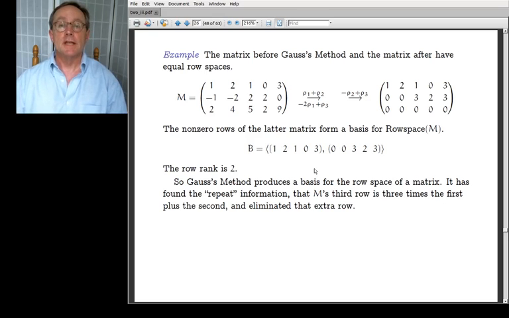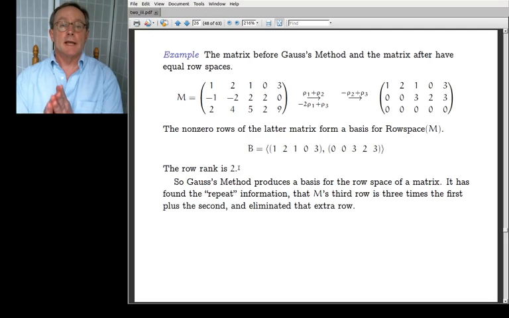So, time for an example. This matrix before Gauss's method and after, so I did a couple steps, I'll spare you the arithmetic, have equal row spaces. If you can get some row vector as a combination of these three, then you can get that row vector as a combination of these two, and vice versa. The non-zero rows over here, the top row and the second row, form a basis for that row space. So clearly it has dimension 2.